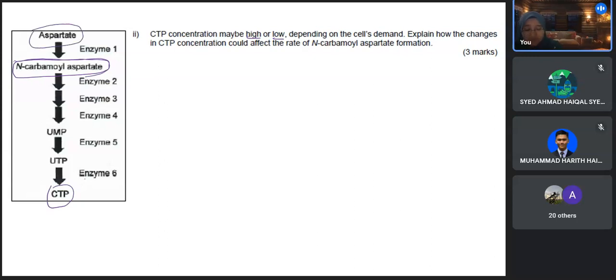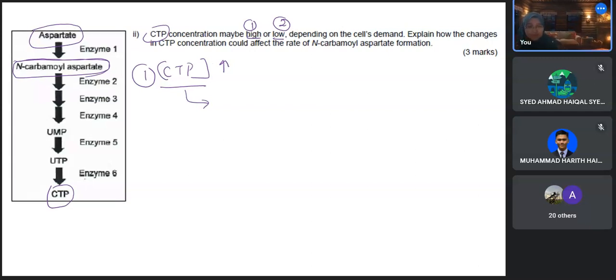So this is the initial substrate. Aspartate is the initial substrate. But the question asks you for the intermediate product production. Okay, the N-carbamyl aspartate. So you can choose which one to answer. You can answer if the concentration of CTP is high or if the concentration of CTP is low. If you choose to answer CTP high, the concentration of CTP is high, so you can explain the way of how CTP becomes the allosteric inhibitor for the first enzyme. Okay, so you can explain one for the first point.